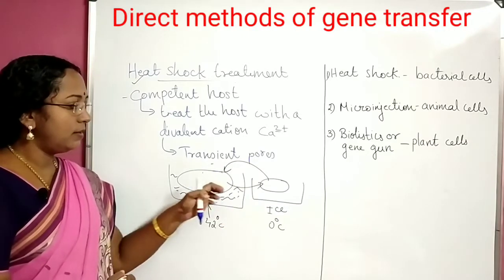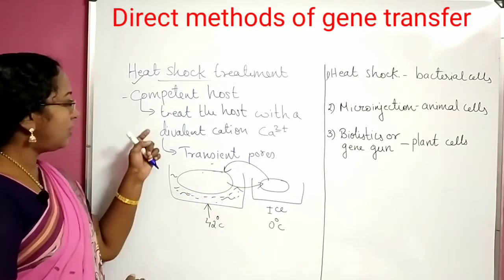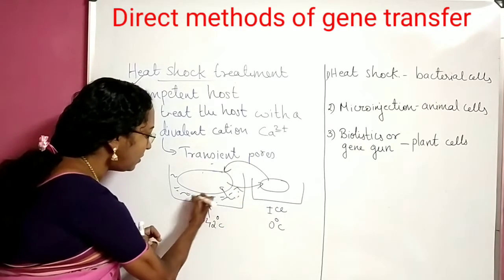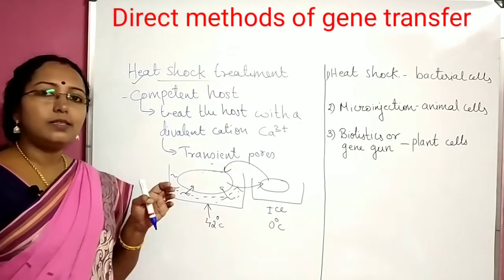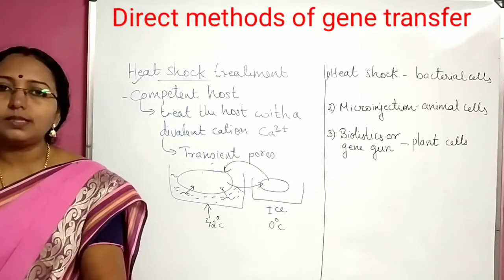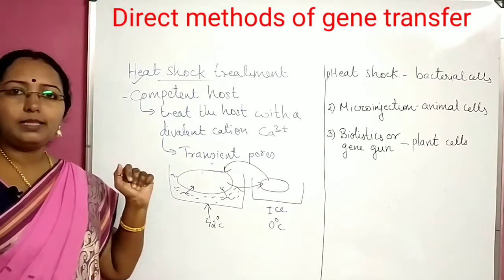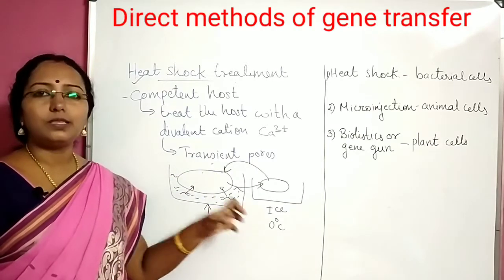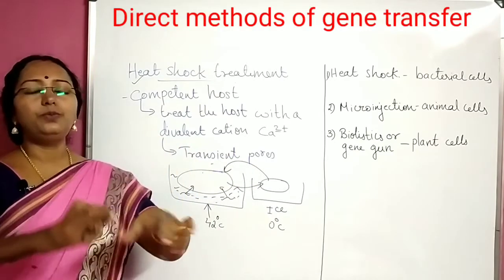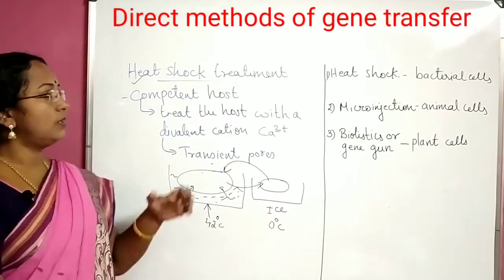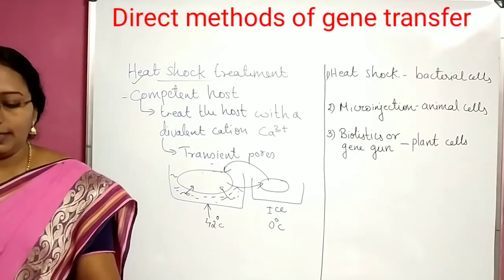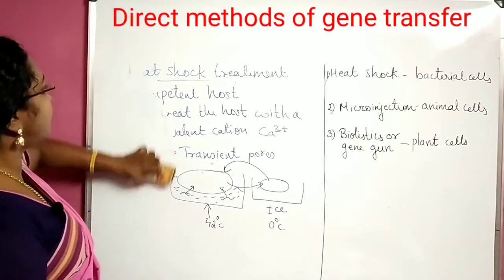This is done very quickly so that through the transient pores that are created, our foreign gene enters into the bacterial cell. So this is a direct method of gene transfer for bacterial cells. Make the host competent by treating with divalent cations, followed by heat shock treatment, 42 degrees, 0 degrees likewise. So there will be small holes created through which the foreign gene can enter into the bacterial cell. That is one method. Now let us look into the next method, that is microinjection.